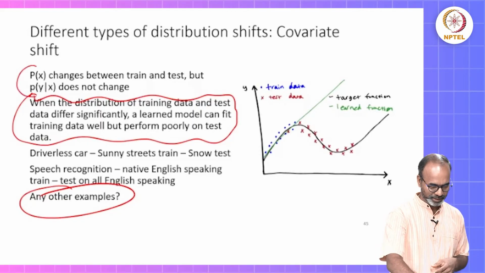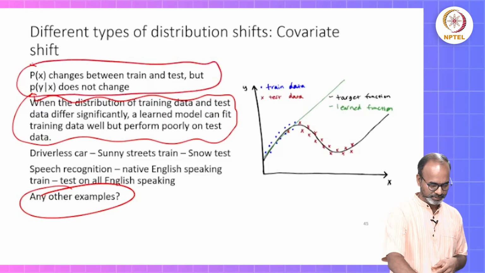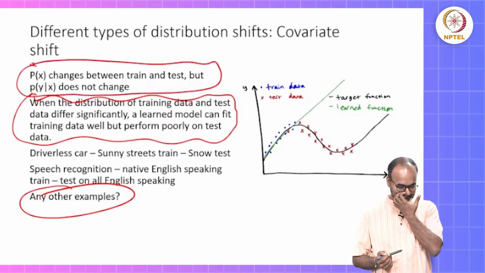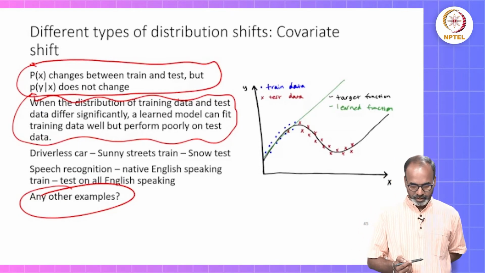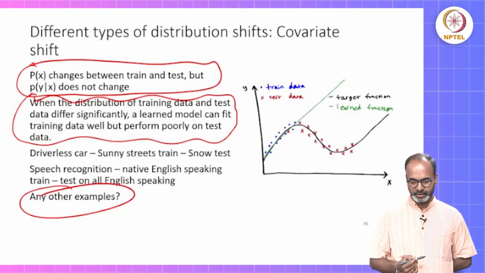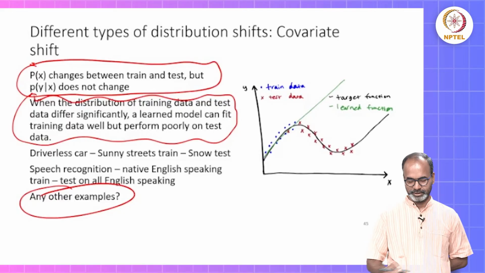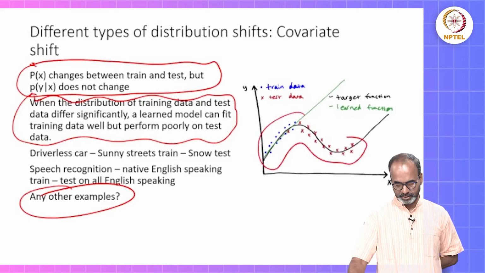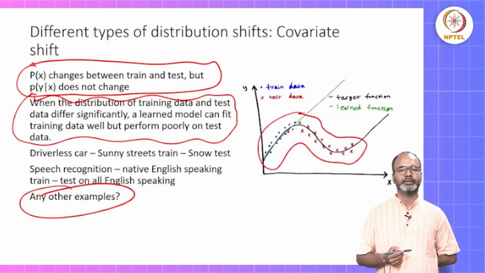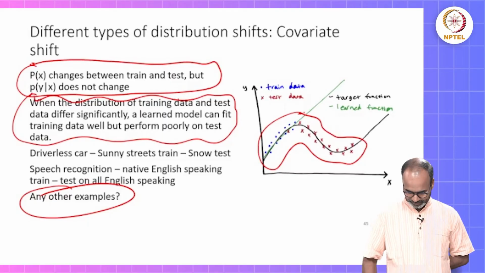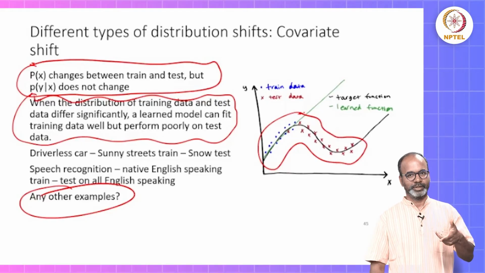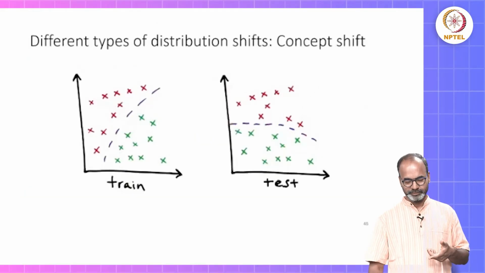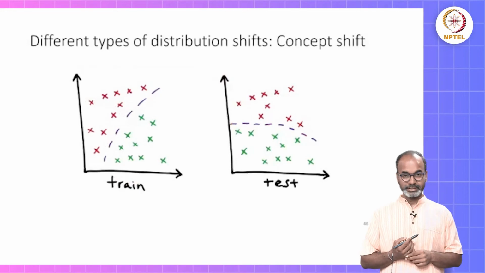And the main thing that you want to keep in mind is this: P of X changes between train and test, but P of Y given X does not change. I think you can see that in this graph also. We'll also see something opposite to a covariate distribution shift, but let's do another idea called concept shift.